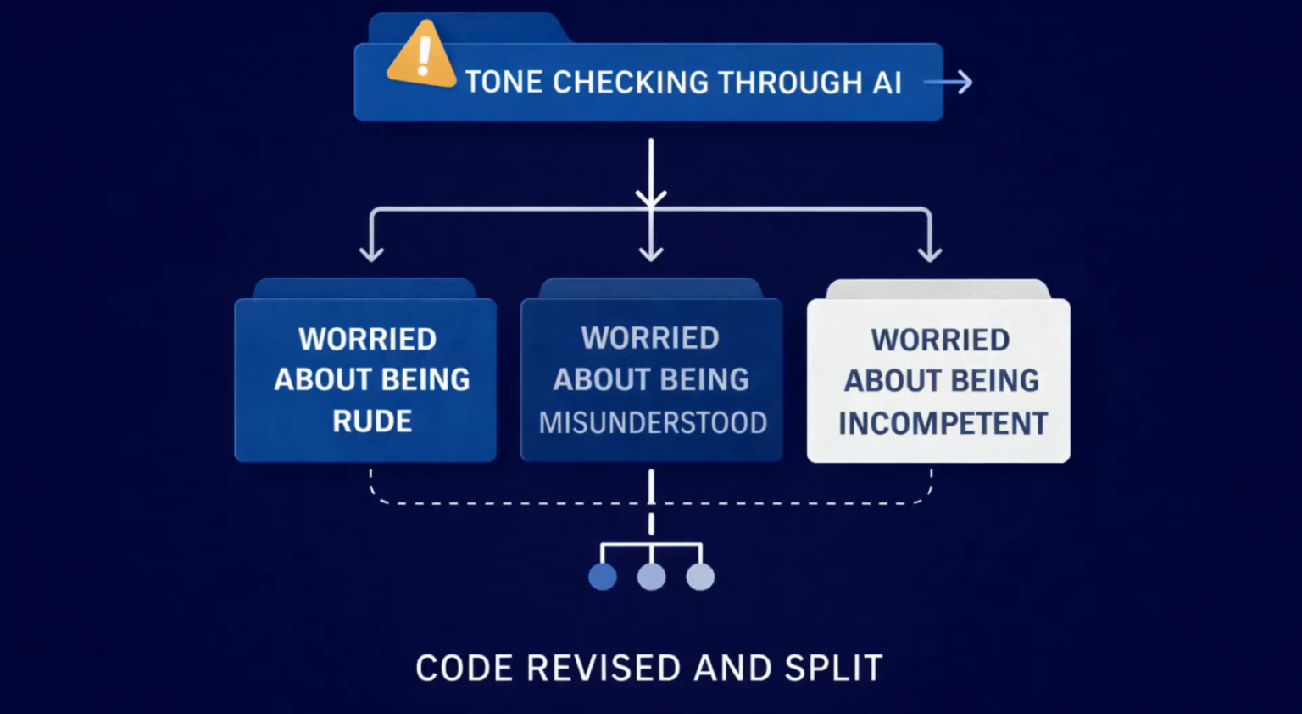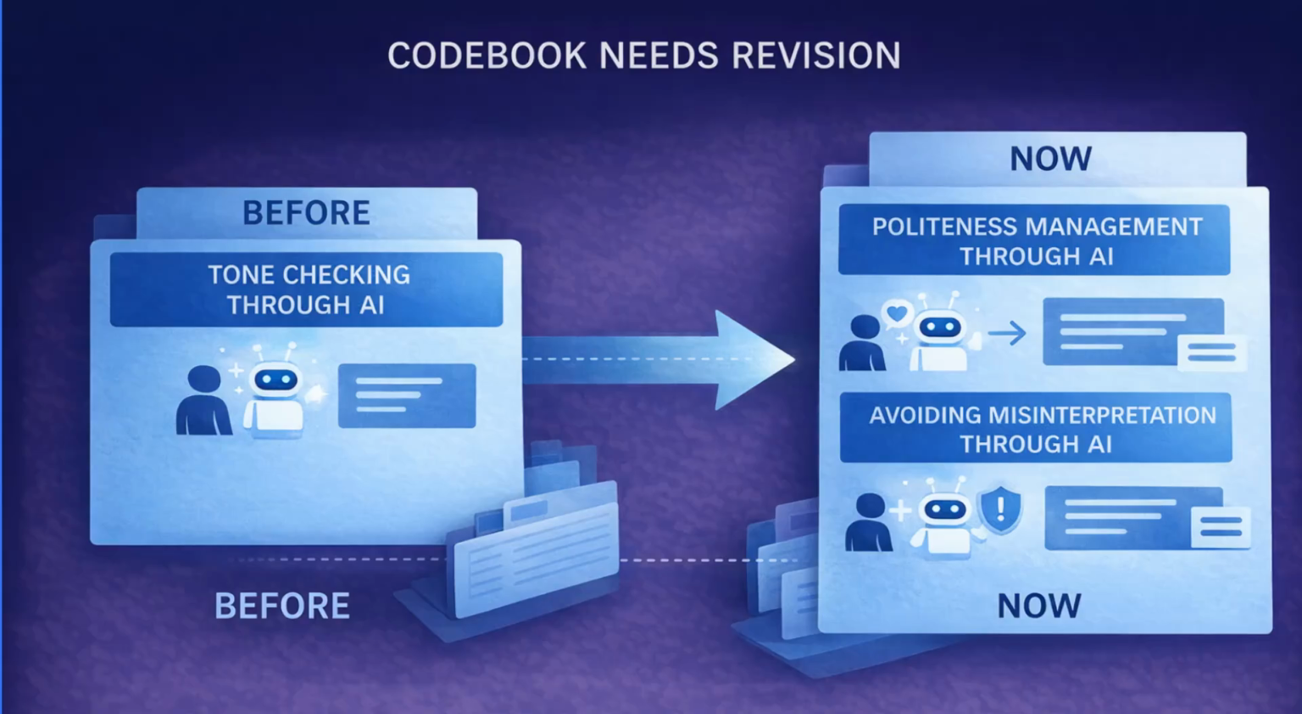The developmental shift becomes even clearer when a code must be revised rather than merely added. Imagine that early in the study you created a code called tone checking through AI. At first, that may be sufficient. But over time, you notice that the excerpts under this code are not all doing the same thing. Some participants are worried about sounding rude. Others are worried about being misunderstood. Others are worried about sounding incompetent. The code begins to absorb too many different meanings. That is the point at which the codebook needs revision.